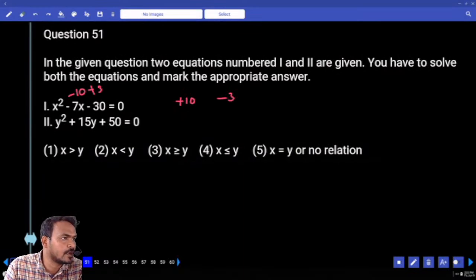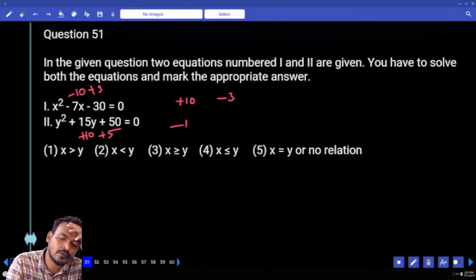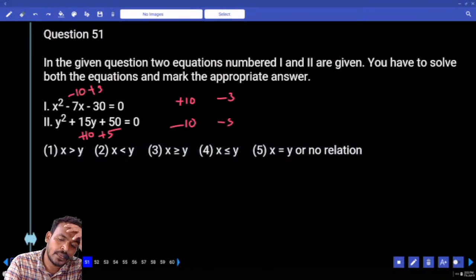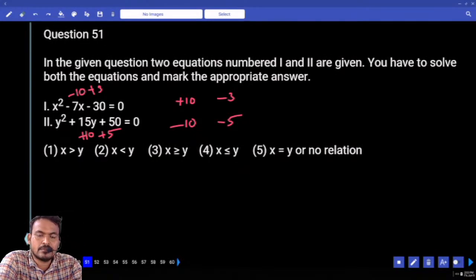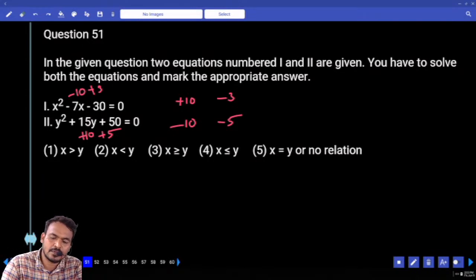Second one, what is the product value? 50, sum value 15. One is plus 10, another one plus 5. Final roots are minus 10, minus 5. Okay. Plus 10 compared to negative values is greater. Minus 3 compared to negative values is greater. What is the answer? X is greater than y.